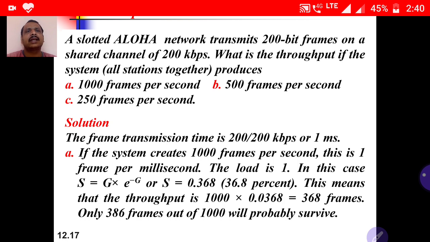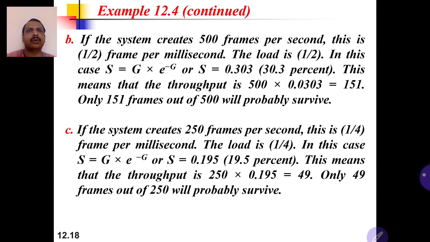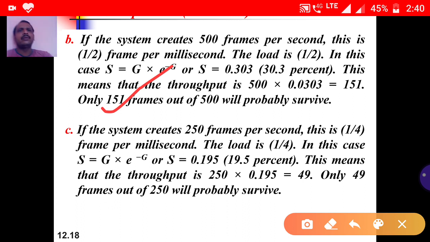Next, in the second case, 500 frames per second are produced by the system. Then the load G is how many frames it produces in 1 millisecond, which is half a frame within 1 millisecond. That is the load. Put in the formula: S is equal to G times e to the power of minus G, which gives 0.303, 30.3%. Multiply with 500, which gives 151. Out of 500, how many frames survive? Only 151 frames out of 500 will probably survive.